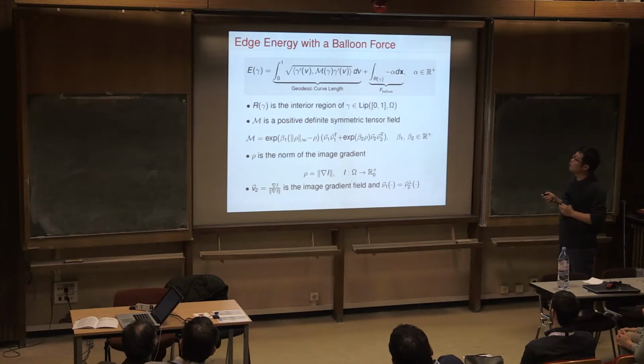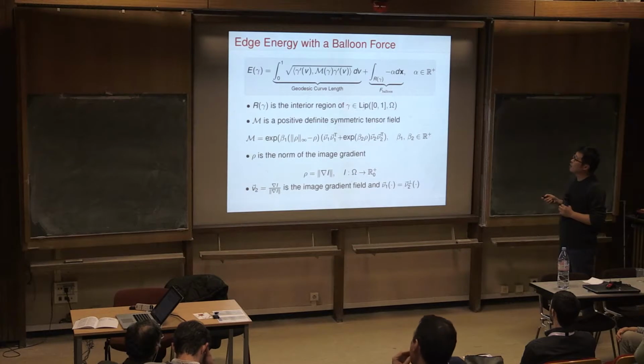This is a region-based term. Our goal is to transfer this balloon force into a line energy. Here, the interior region is the region inside the path gamma, and M is a tensor field.